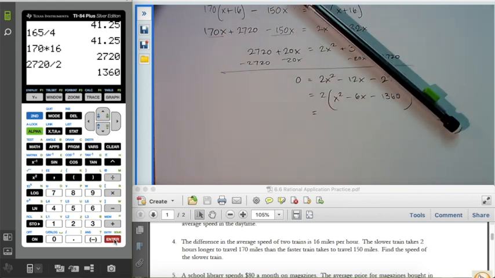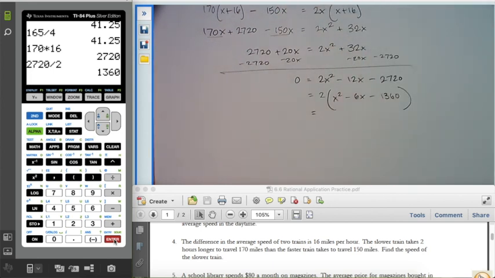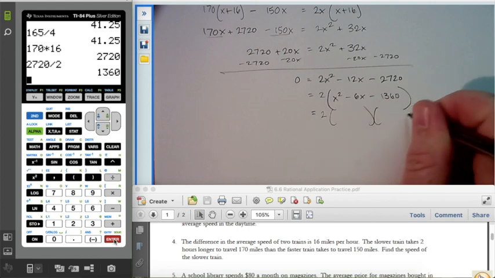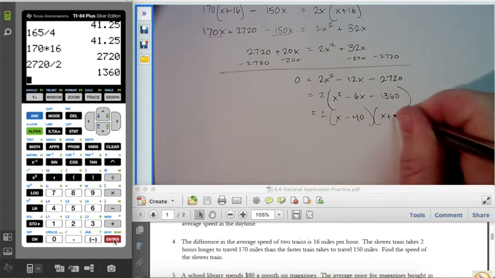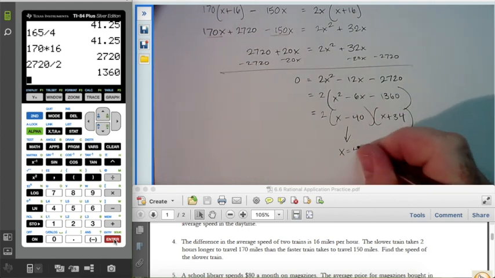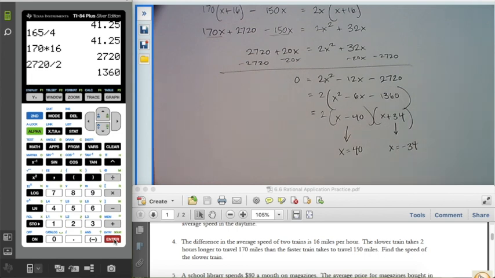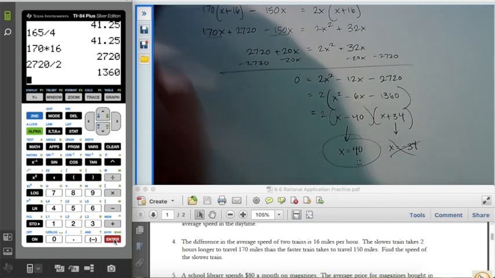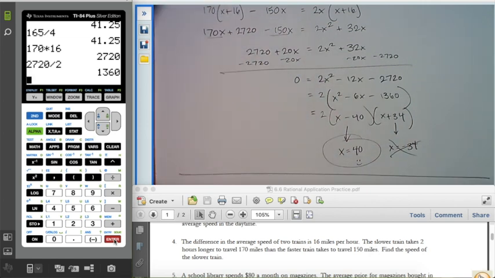Those numbers happen to be negative 40 and 34, but again, at this point, if you don't like thinking about factors of negative 1360, just throw it into the quadratic formula, and it'll spit back the exact algebraic solutions. Since the factors are x minus 40 and x plus 34, that means my solutions would be 40 and negative 34, but negative 34 again doesn't make sense in the context of the problem, so 40 is our only solution.